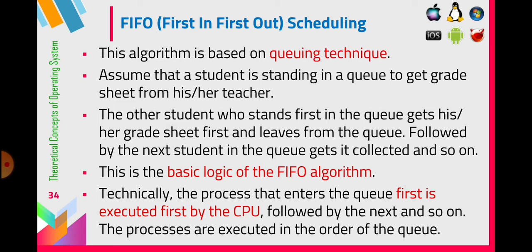Technically, the process that enters the queue first is executed first by the CPU. So, what is the concept here? Whichever process enters first is executed first by the CPU, followed by the next and so on. The processes are executed in the order of the queue.